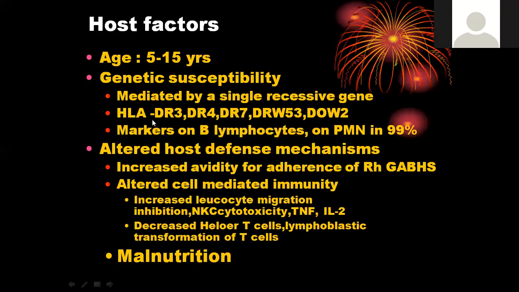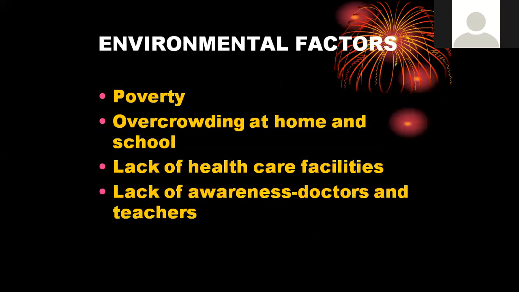And also once you have a rheumatic fever, you have been identified as the HLA susceptible person who can have more recurrences. And secondly, you may have some altered defense mechanisms that will make you more susceptible to rheumatic fever. For example, you may have increased adherence of the bug to the throat, or maybe the immune response is not up to date. Malnutrition may be predisposing to this condition also, because we have a lot of malnutrition in our country. And then you have certain environmental factors that are very important.